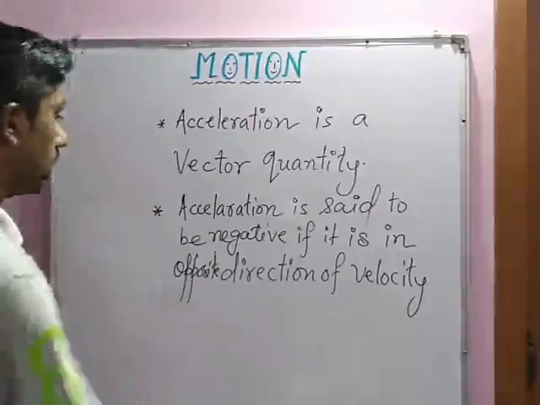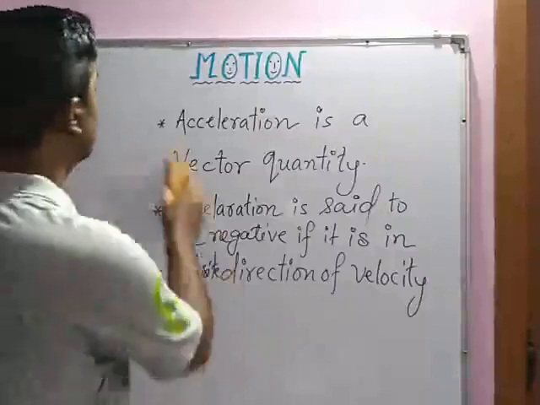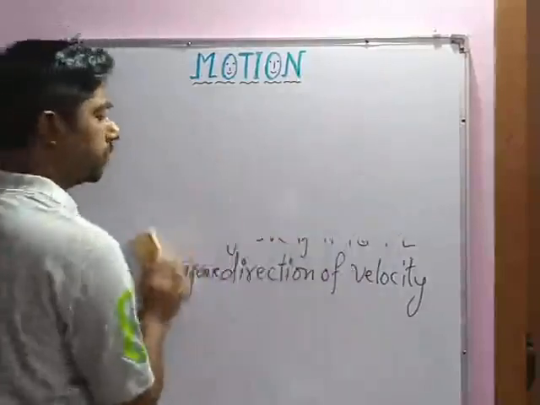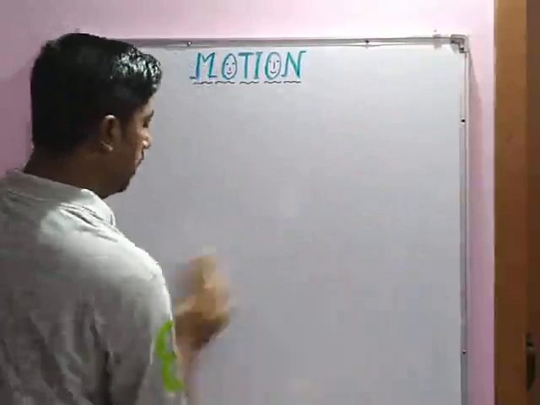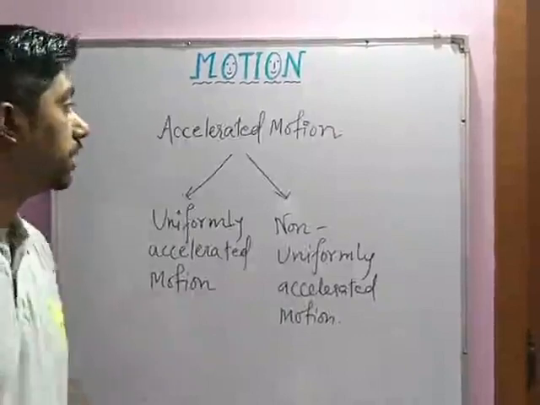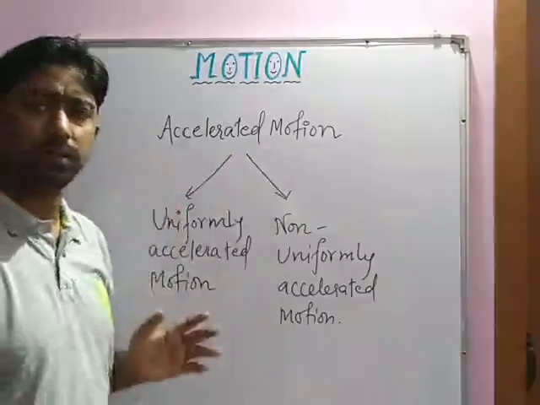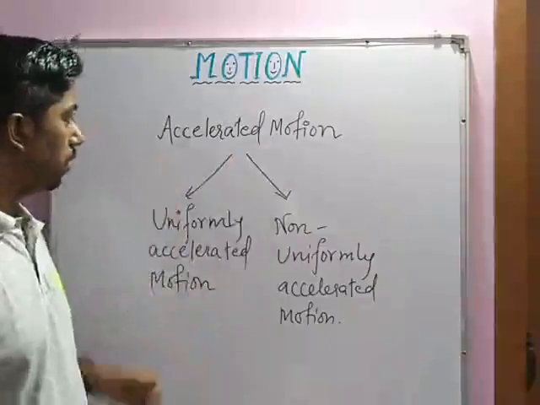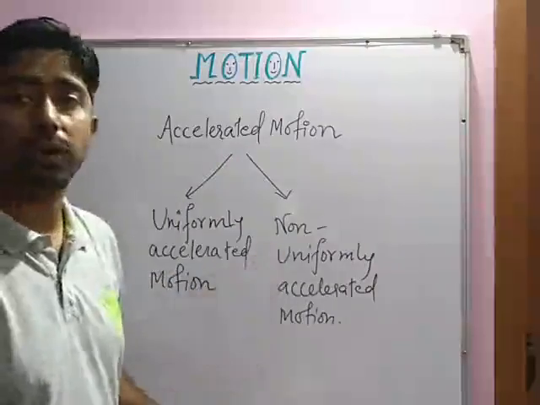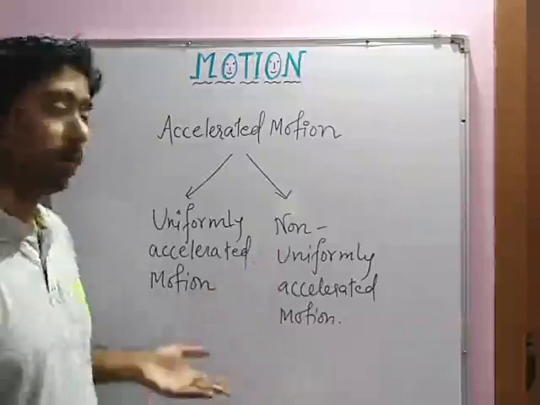Okay. So let us solve one numerical based on finding acceleration. This example is from your NCERT textbook, and I will write the question first. Okay, before solving the numerical, we need to learn two more points about accelerated motion. Accelerated motion means non-uniform motion basically. Now this accelerated motion can be uniformly accelerated motion as well as non-uniformly accelerated motion. In nature we find both of them in abundance.